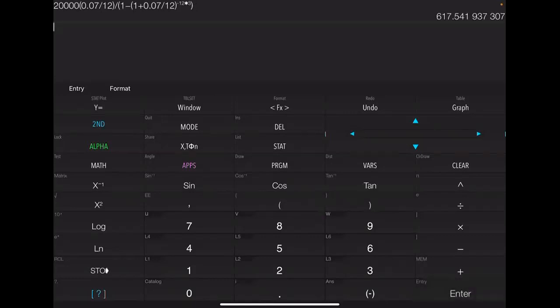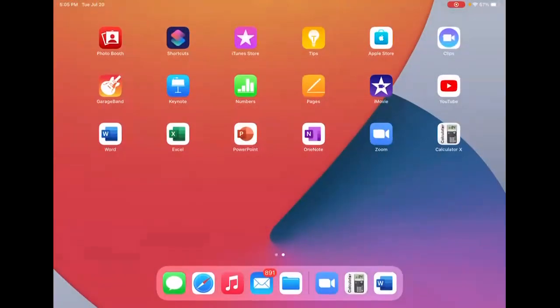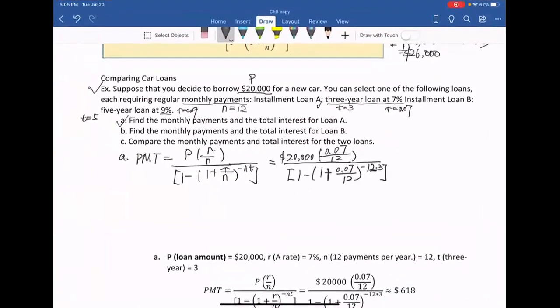We got this amount. Let me use the pencil to write it down on my paper. 617.541937. Okay, that's enough. It's about 617.541937. And if the question asks you just to keep the dollars, we can round it to $618 every month you need to pay.